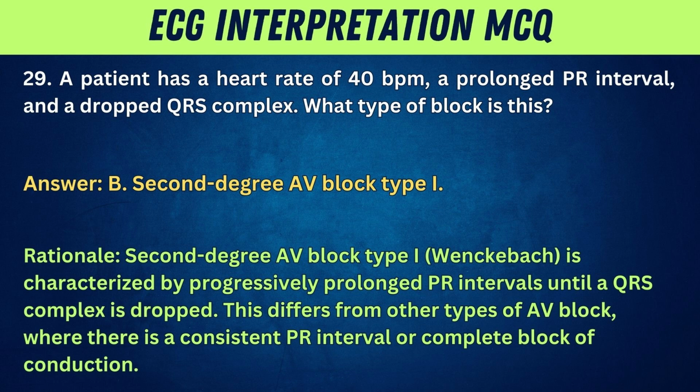Rationale: second-degree AV block type I, Wenckebach, is characterized by progressively prolonged PR intervals until a QRS complex is dropped. This differs from other types of AV block, where there is a consistent PR interval or complete block of conduction.